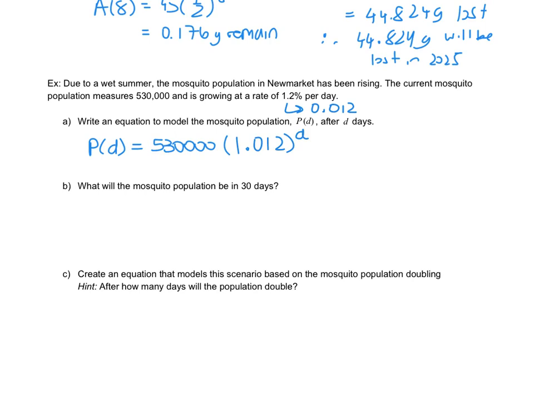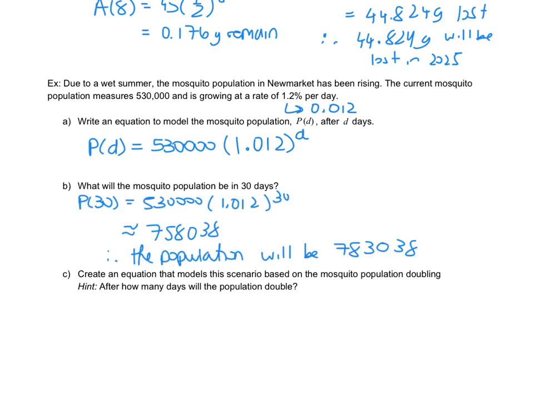So what will the mosquito population be in 30 days? Go ahead, use your equation to answer this question, and then come back to check your work. All right, so when you put 30 in for D, you should get 758,038, and it was 0.46, so we rounded down.